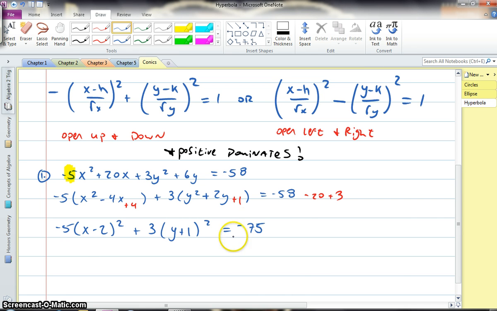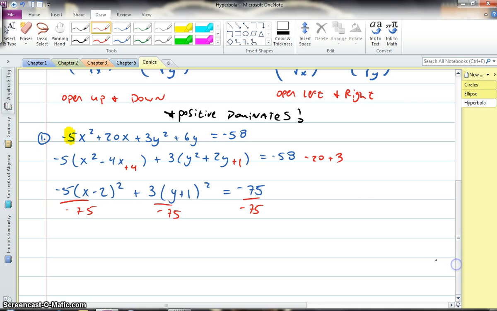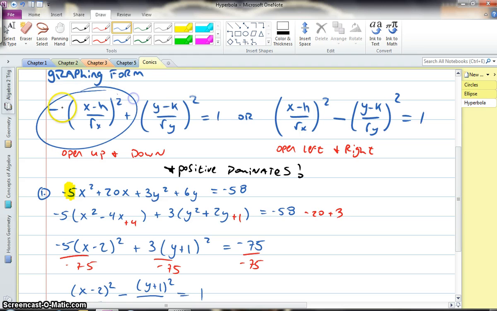Just like ellipses, we want a 1 on the right side, so I'm going to divide everything by negative 75. When we simplify, negative and negative is a positive, so I get 1 over 15: x minus 2 squared over 15. 3 divided by negative 75 is minus 1/25, and the y plus 1 stays, equals 1. Now remember, we have to write these as squared terms, because this whole thing is squared.